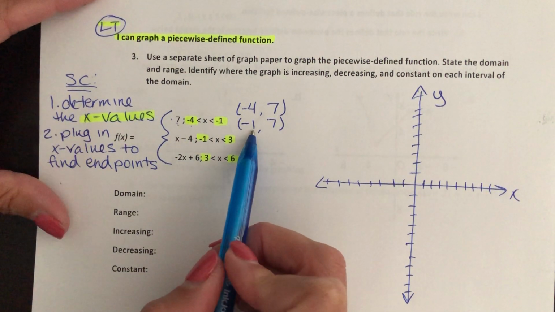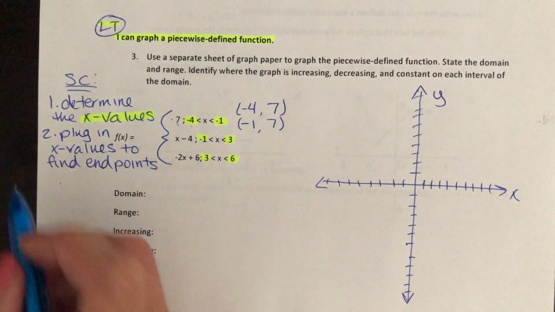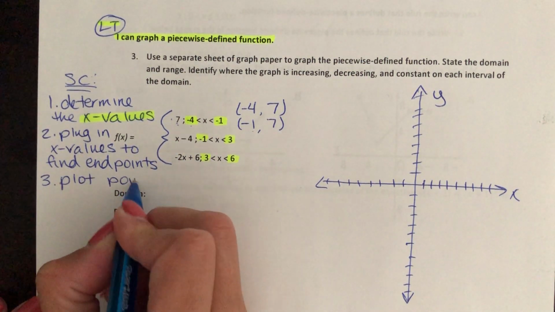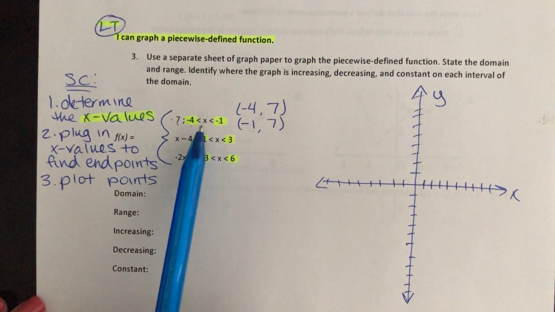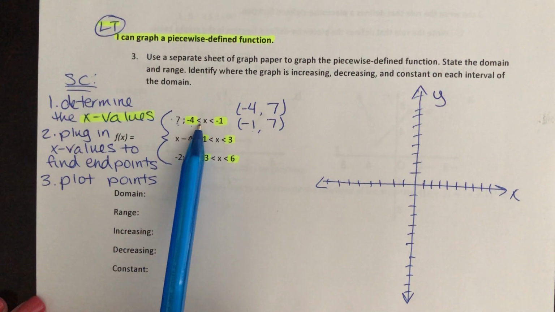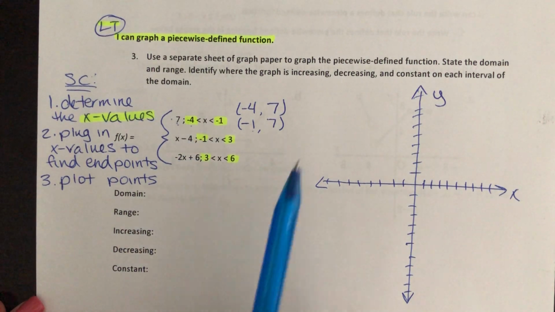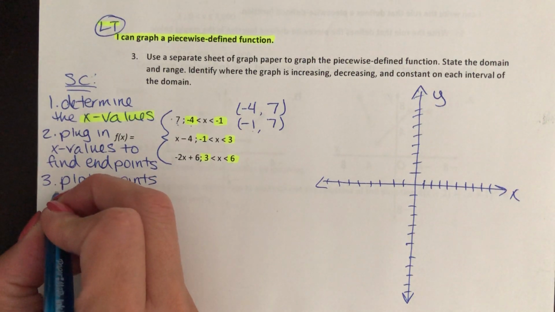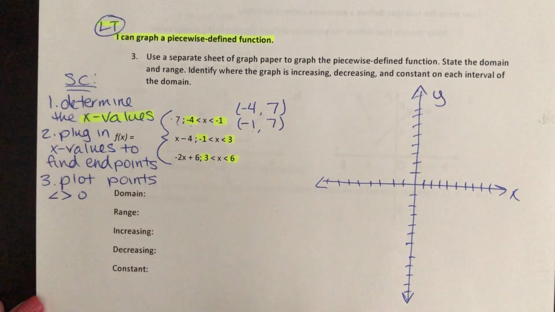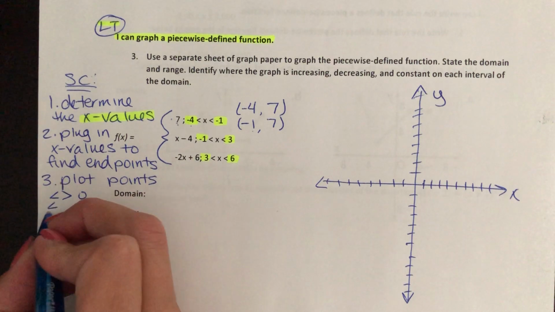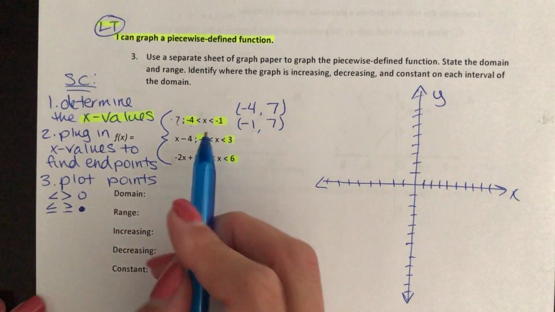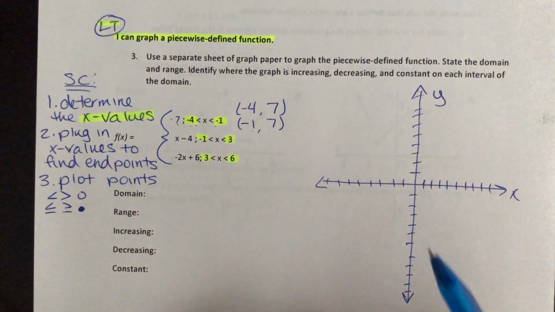Now I'm going to plot these points. I'm going to look to see if it's less than or equal to. There's no line underneath it, so your point is open. It's an open circle. If it does have the or equal to, then it is a closed circle. So these are both open circles.